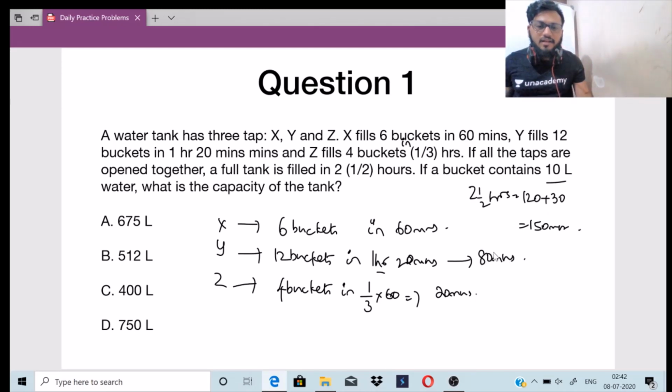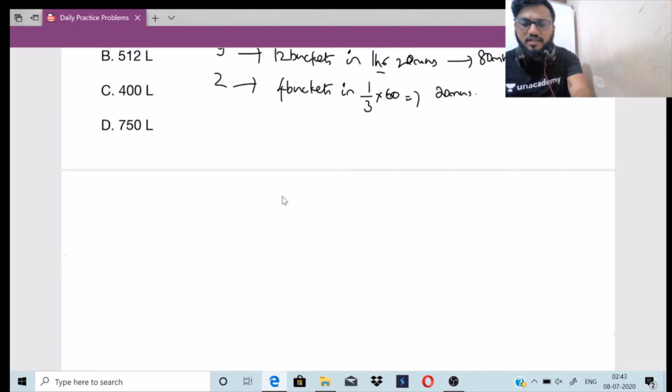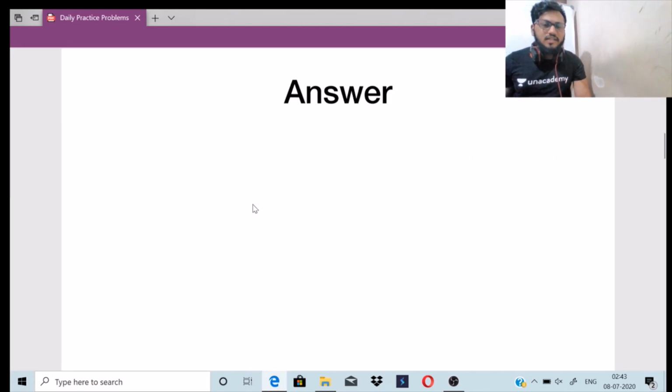Each bucket contains around 10 liters of water. So you have to calculate the capacity of the tank now. That's an easy question, so let's move on with the solution here.